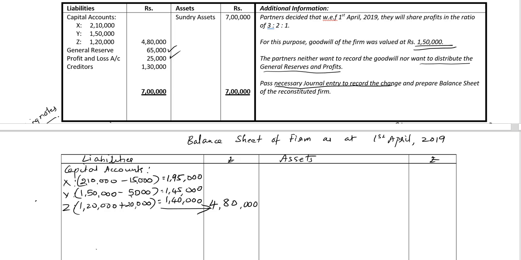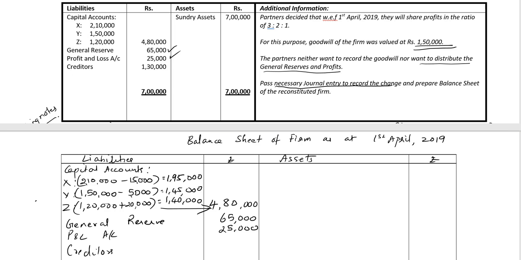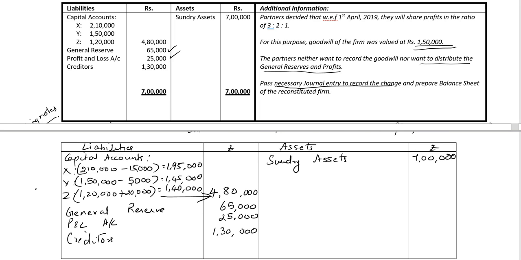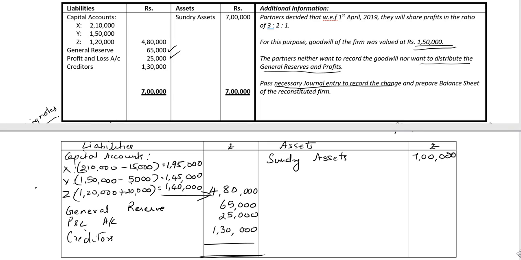All the other items in the balance sheet will remain the same. We did not distribute the general reserve, nor did we distribute the profits. There is no change in the value of creditors. Similarly, there is no change in the value of sundry assets either. So the total of the balance sheet is 7 lakh rupees.